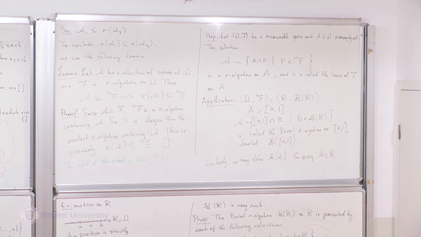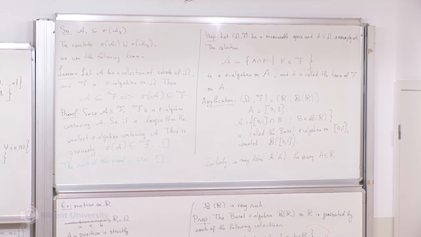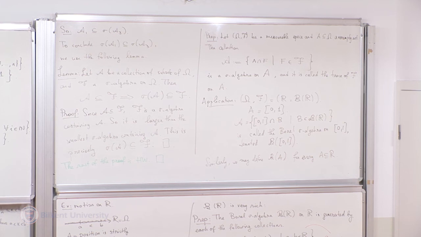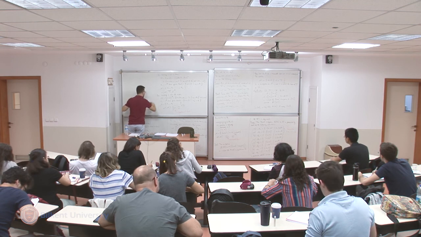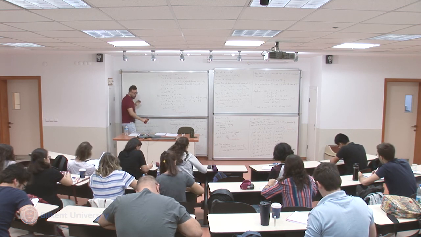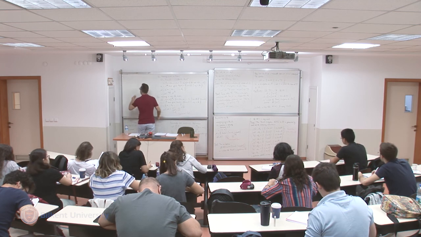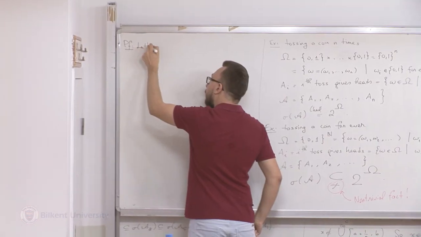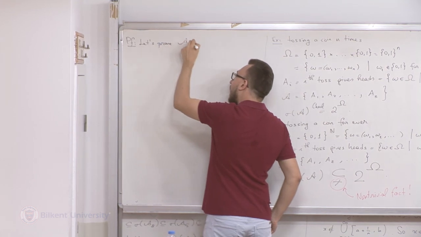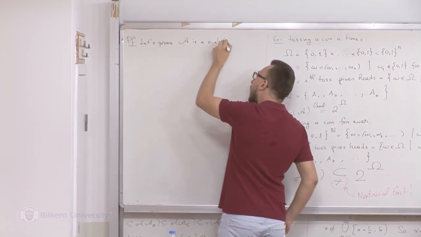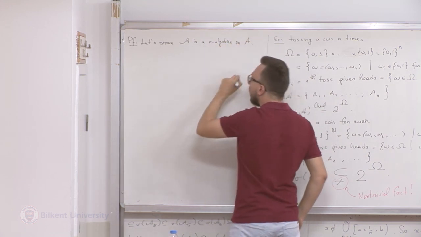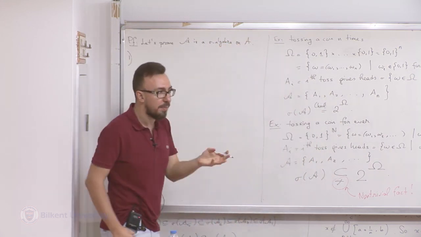Is the proof of the proposition straightforward? We're going to do it now, very shortly. It's not difficult. We just need to check the definition of sigma algebra. We have to be careful because this is a sigma algebra on A, not the full space, not Omega. So, proof. Let's prove script A is a sigma algebra on A. Of course, we proceed in 3 steps.